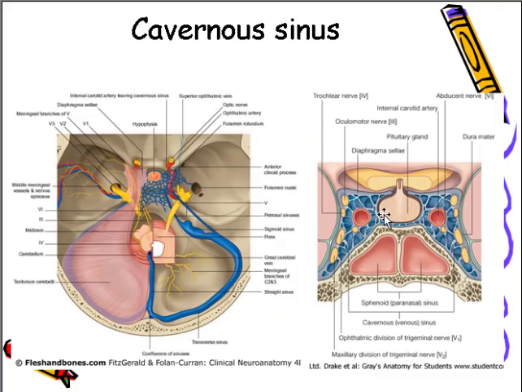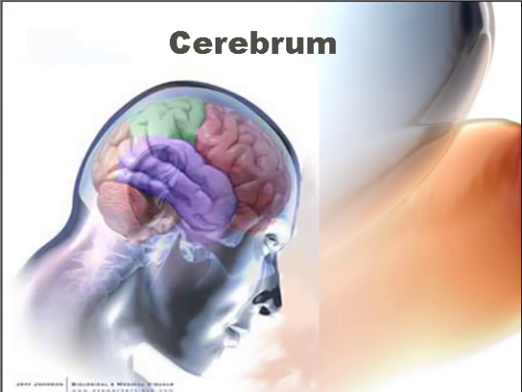You must know its relations, what structures lie either within it or in its walls, what it drains into. So these are important things in the blood supply. Let's look at the cerebrum.